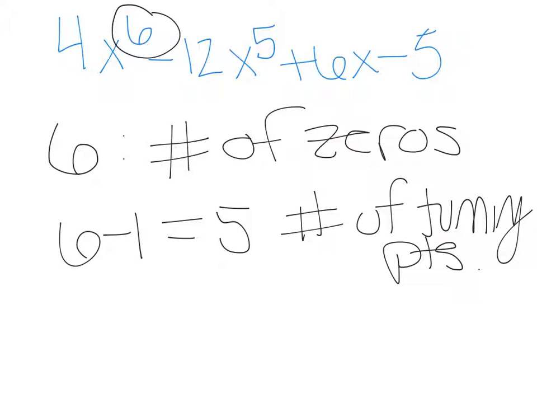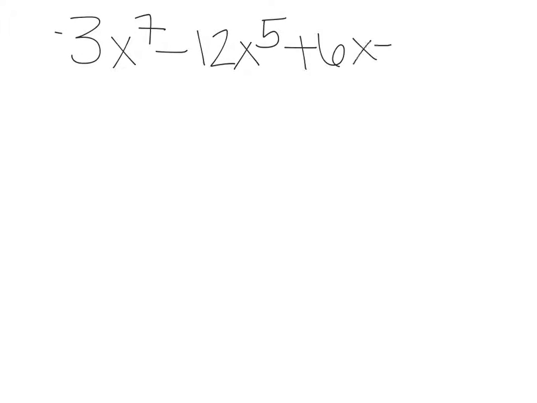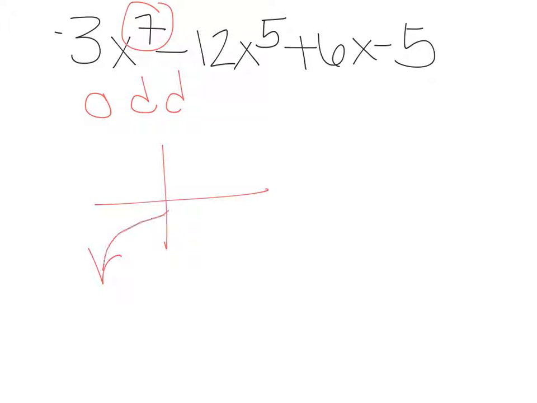Okay, so now for number 7, I'm going to go back to my negative 3x to the 7th version minus 12x to the 5th plus 6x minus 5. It wants you to describe the end behavior. So again, my degree is 7. That number is odd, which means that my ends have to go in opposite directions. So normally, it would go like that. That's the worst graph ever, but you get the idea.